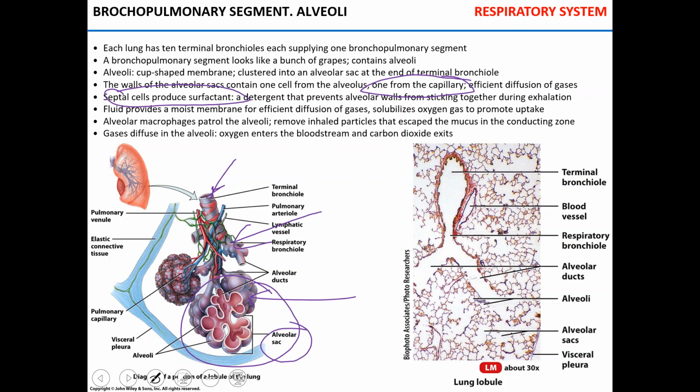We figured that there's simple squamous epithelium that essentially forms the wall of the alveolus. Alveolar macrophages clean up the alveoli. They remove the particles and pathogens that did not get stuck in the mucus. And in the alveoli, the gases diffuse in a certain direction. Oxygen goes from the alveoli into the pulmonary capillary, into the bloodstream. Carbon dioxide exits the blood and goes from the pulmonary capillaries into the alveoli to be exhaled.